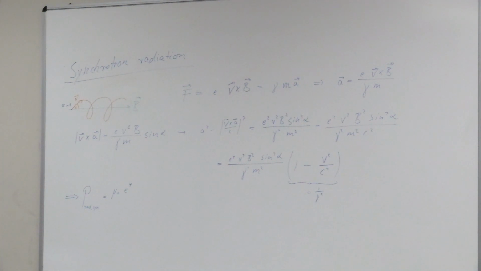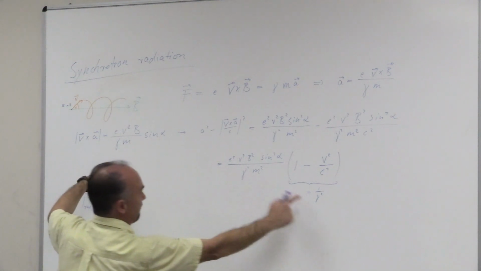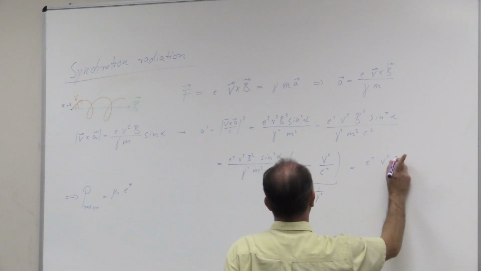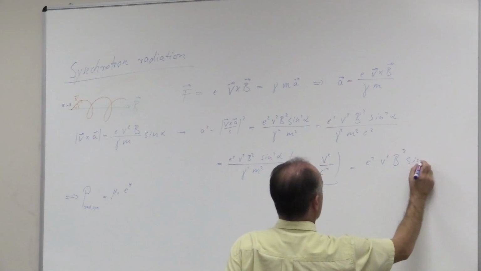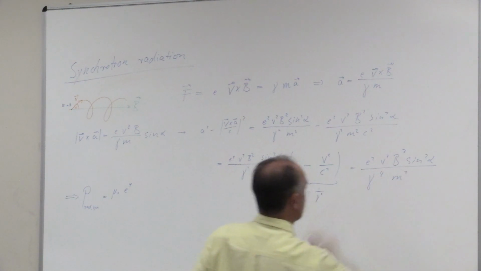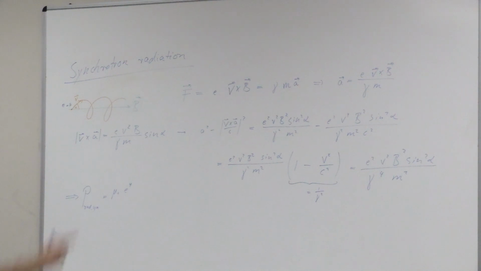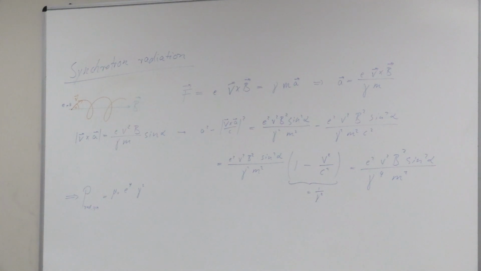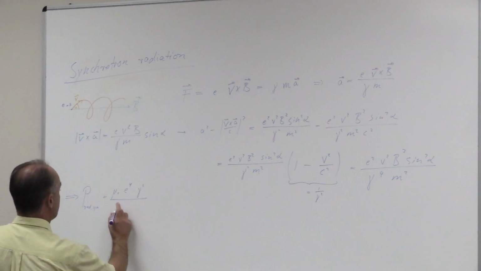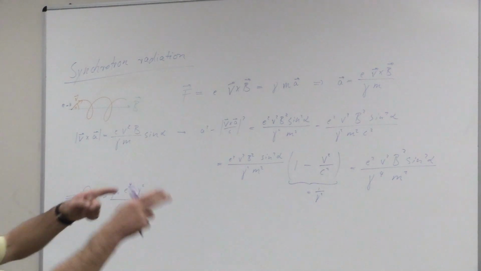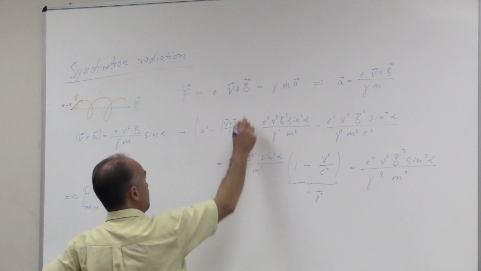Then we have gamma to the 6, but here we have 4 gammas. So this gives us E squared, E squared, E squared, sine squared alpha over 1/4 squared. There's a gamma to the 6 there, so we're left with a gamma squared over 6 pi c, and then put in what we've calculated for this.